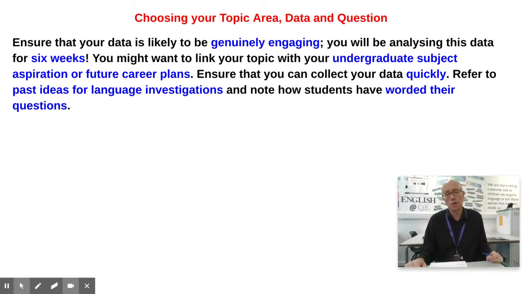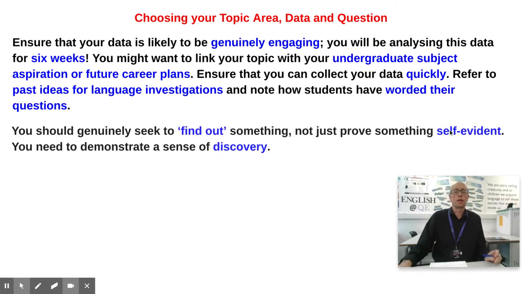You've got to make sure that you can collect your data fairly quickly. Sometimes people have absolutely brilliant ideas, but they can't get hold of the data quickly enough, in which case it's no good. So you need to be able to get hold of your data fairly quickly, by which I mean within a week or so. Okay, so always refer to previous language investigations. We've got absolutely boxes full of these things. So have a look through them for ideas and note the way that students have worded their questions.